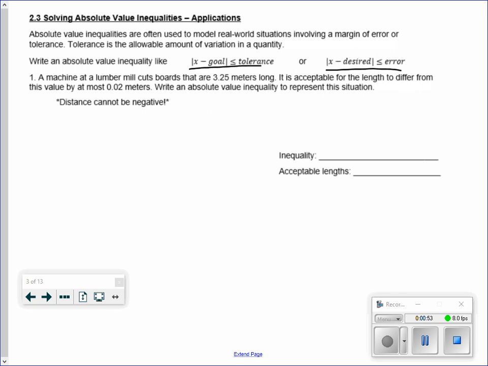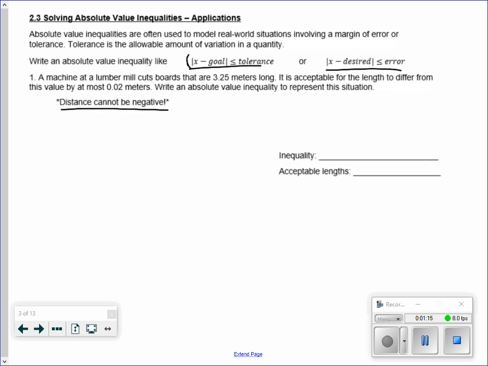All right. So let's go ahead and do an example so we can see what we're doing. On number 1, we're told a machine at a lumber mill cuts boards that are 3 1/4 meters long. It is acceptable for the length to differ from this value by at most 0.02 meters. We're going to write an absolute value inequality to represent the situation. Distance cannot be negative, and we say that because that's why we have that goal, because it's always going to be positive. All right. The absolute value there makes everything positive. That's why we have it when it comes to these types of inequalities.